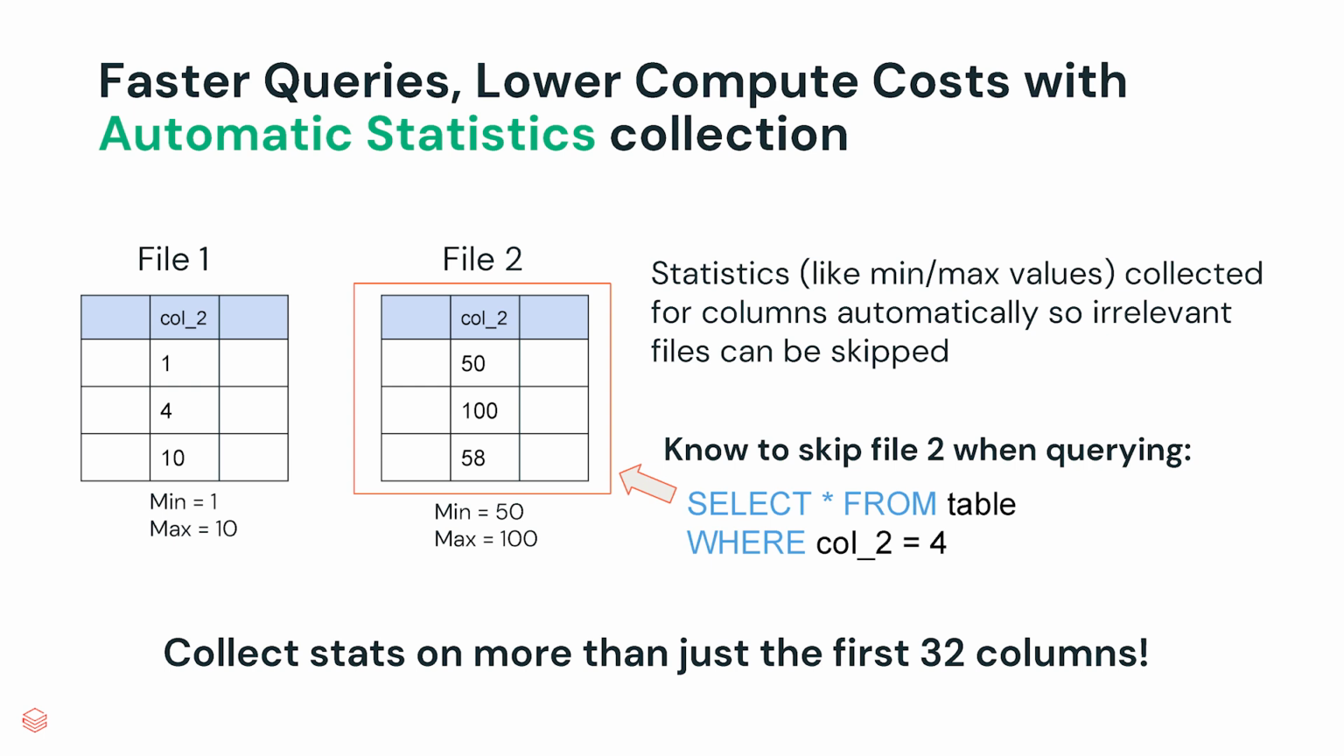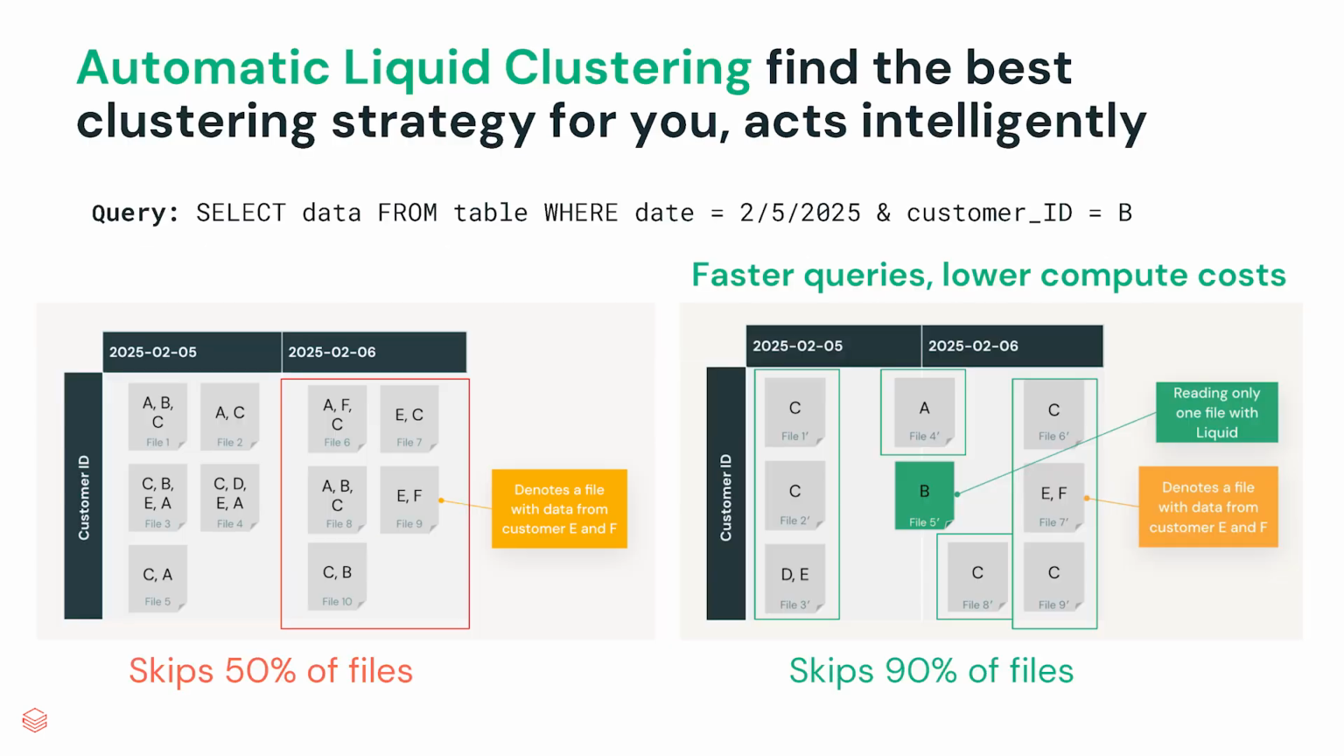With UC external tables, by default, you could run the analyze command and collect some statistics for the first 32 columns. But with UC managed tables, it will optimally determine which of those columns it may want to collect the statistics for, and it does that all automatically for you, which helps increase query speeds.